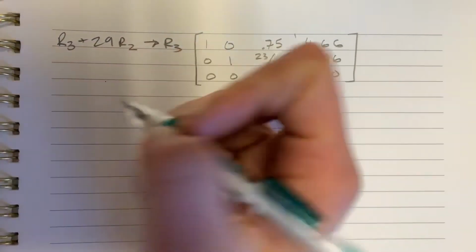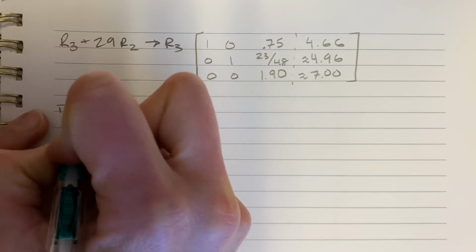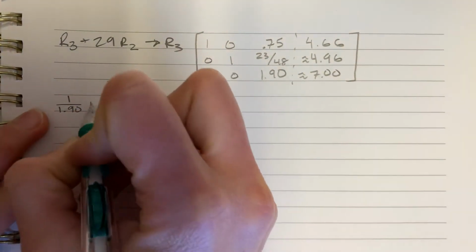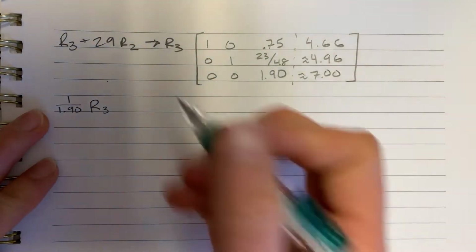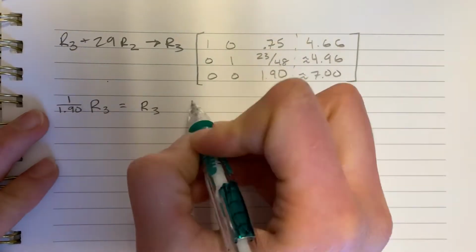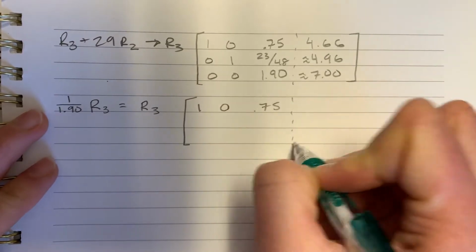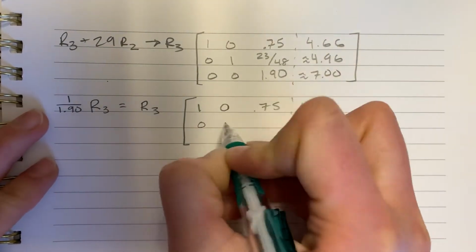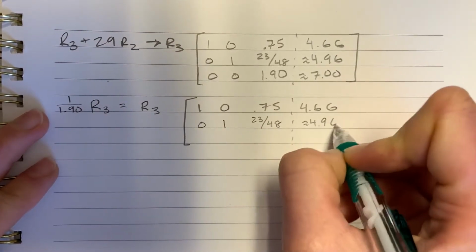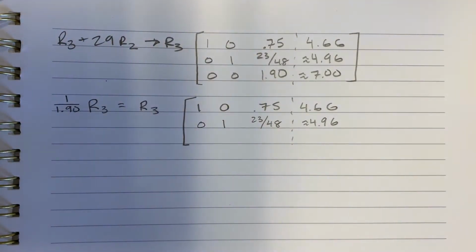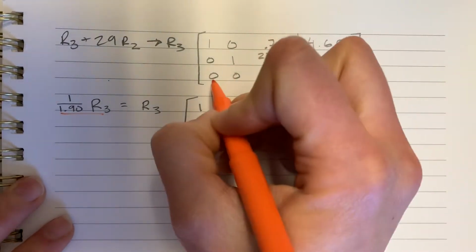So we're going to take, we're technically multiplying row 3 by 1 over 1.90, or dividing by 1.90 to get my new row 3. So everything else is staying the same. But I'm dividing, and I can do this in a different color here. Dividing all of these by 1.90.